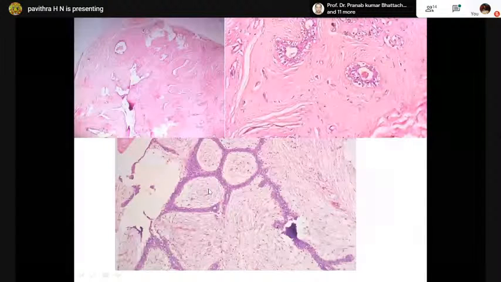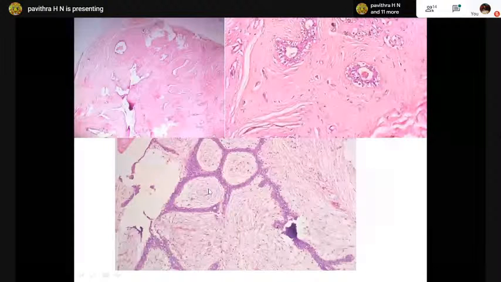And mostly they are bilinear, and they can be seen along with other proliferative lesions as I told, like adenosis, and they can be ADH, DCIS, tubular neoplasia, fibrocystic change, squamous or apocrine metaplasia. All these can be seen along with the fibroadenoma.